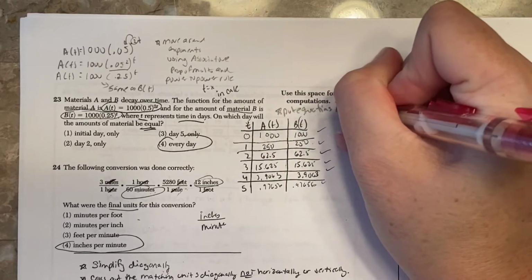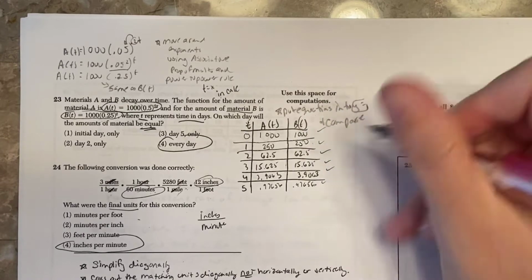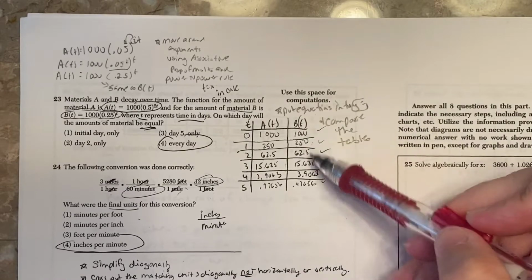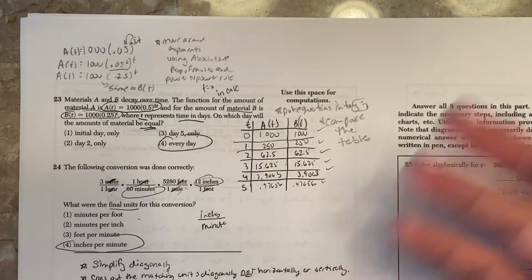Put equations into y equals and compare the tables. Okay, that's going to be the easiest thing for you possible. So if you notice, they're always the same. So that's why I picked every day. Now, there's another way to prove that they're the same if you do the exponent rule.